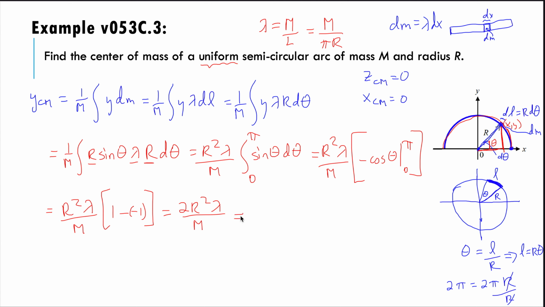So we can make this final substitution. 2r squared m over pi r, and don't forget the m that was here. Now we can cancel out some variables, m, r squared, and we're left with 2r over pi. That is the y-coordinate of the center of mass.